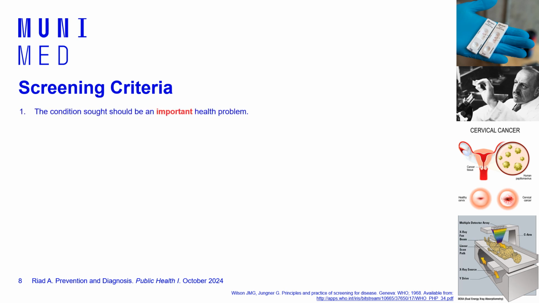The first question is about the condition itself or the disease itself. Is the disease really an important health problem or not? This can be measured by the costs that are associated with its treatment or the consequences that this disease has for the patients, like can the people die from this disease or not? So these are all questions about the condition.